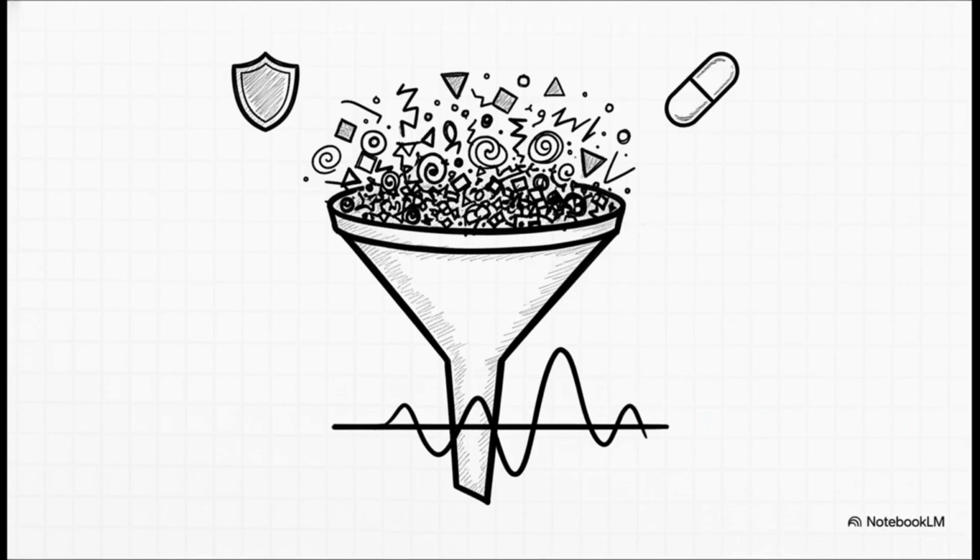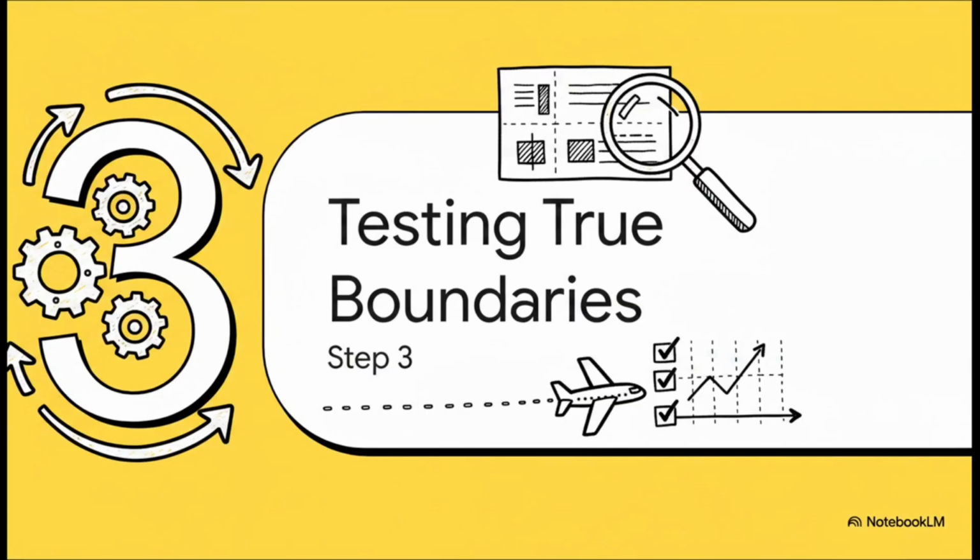So how do you find those signals? You use proven risk assessment tools like a failure mode and effects analysis, or FMEA. This helps you ask the really tough questions. Does this parameter affect patient safety? Does it impact the product's potency? If the answer is no, well, it's probably just noise. This kind of discipline lets you focus your valuable lab testing hours only on the areas that pose the highest risk. With your critical parameters identified, we can move to step 3, testing your true boundaries.